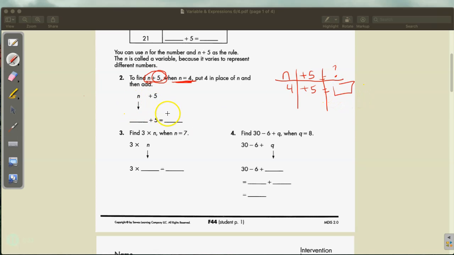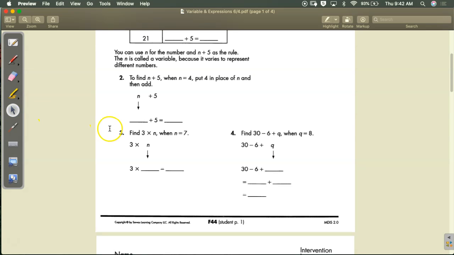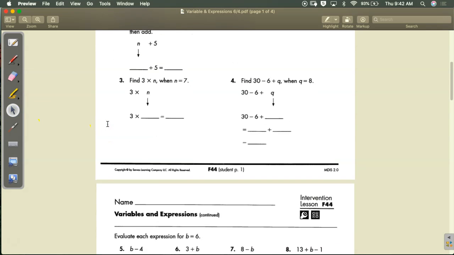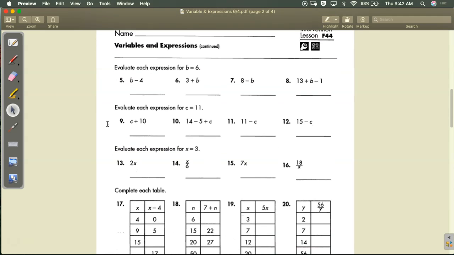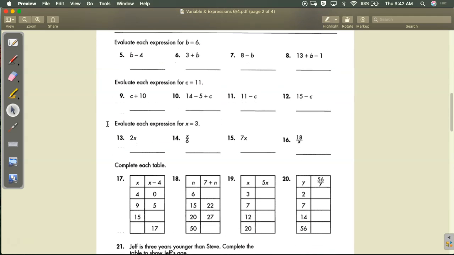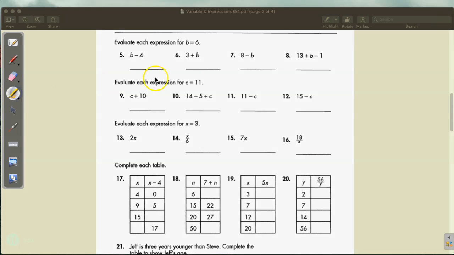And you see they walk you through it. The same thing for 3 and 4. Okay, they're always walking through the steps with you. Now the rest, if you see here on the second page, for letter B, B is going to be 6. So for 5, 6, 7, and 8, instead of the letter B, you're replacing it with 6.